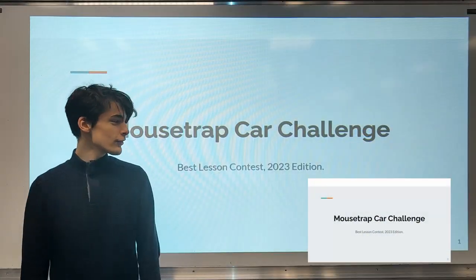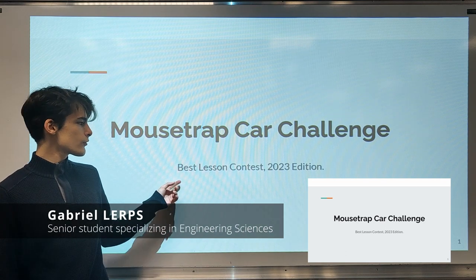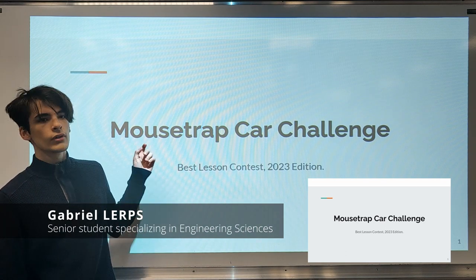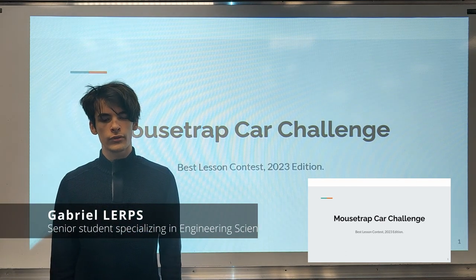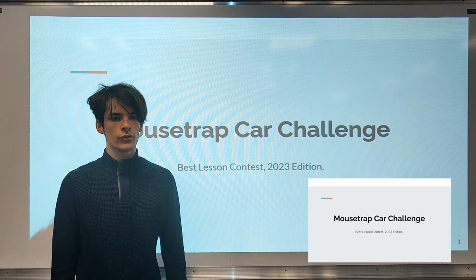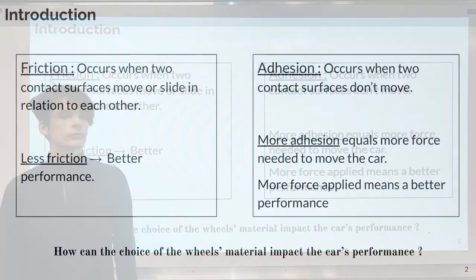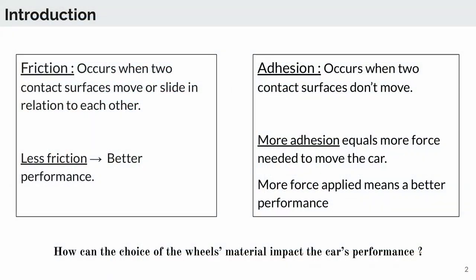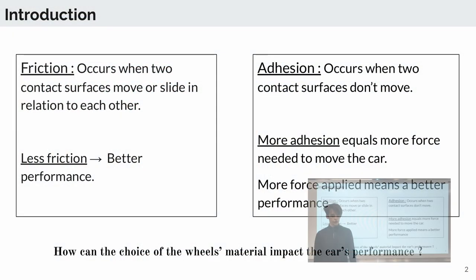Hello everyone, today we're going to present our lesson for the best lesson contest for the MOUSETRAP challenge. We'll study the phenomena of friction and adhesion, which play a big role in the car's performance. If two contact surfaces move or slide in relation to each other, there is friction.